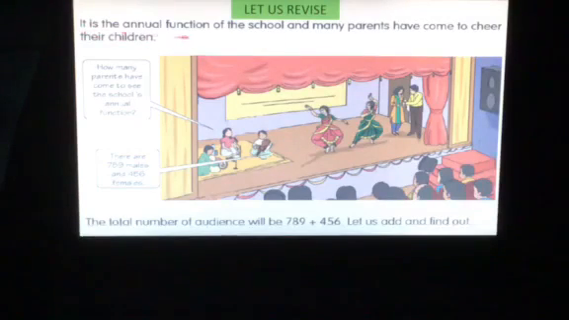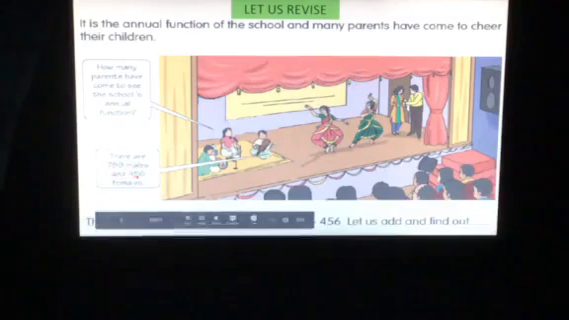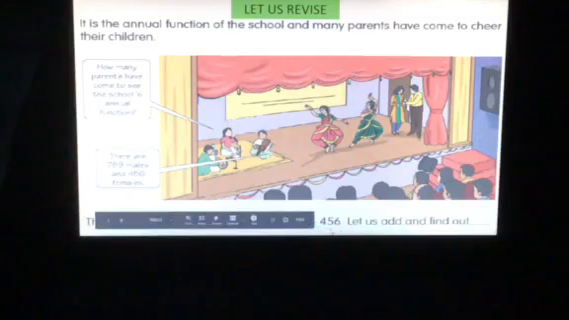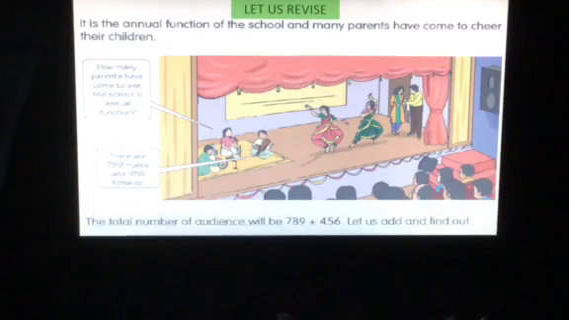It is the annual function of the school and many parents have come to cheer their children. There are 789 males and 456 females in the audience. We have to find out the total number of audience. The total number of audience will be 789 plus 456. Let's add and find out.